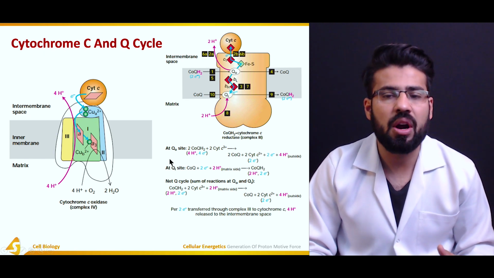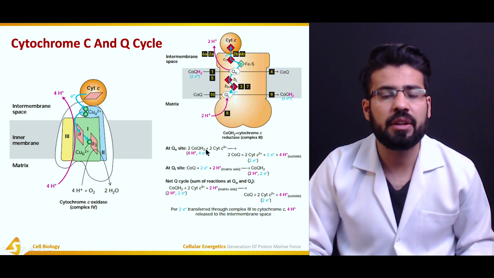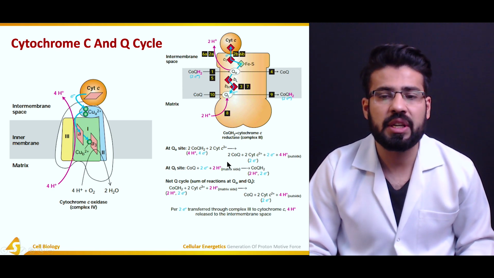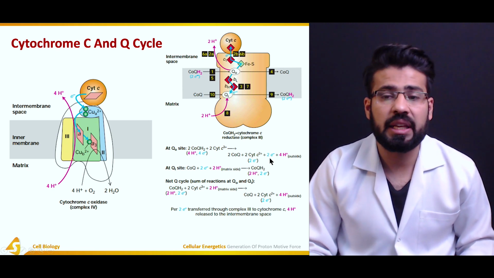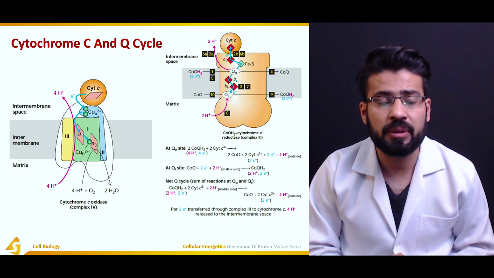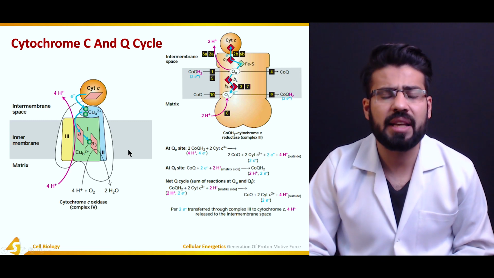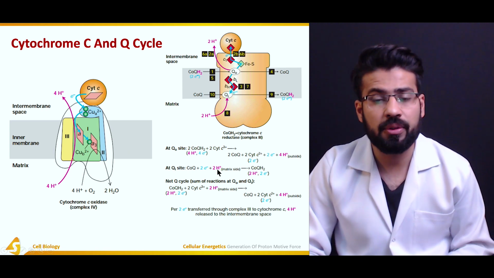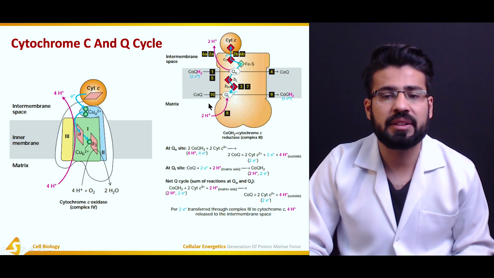So at site Q naught, what happens? We are seeing that 2 molecules of CoQH2 and 2 molecules of cytochrome c 3 positive would yield 2 molecules of CoQ and 2 molecules of cytochrome c 2 positive, resulting in the net movement of 2 electrons and 4 protons. At the Qi site, 2 electrons along with 2 protons are going to bind, resulting in the formation of CoQH2, as shown by step 10.